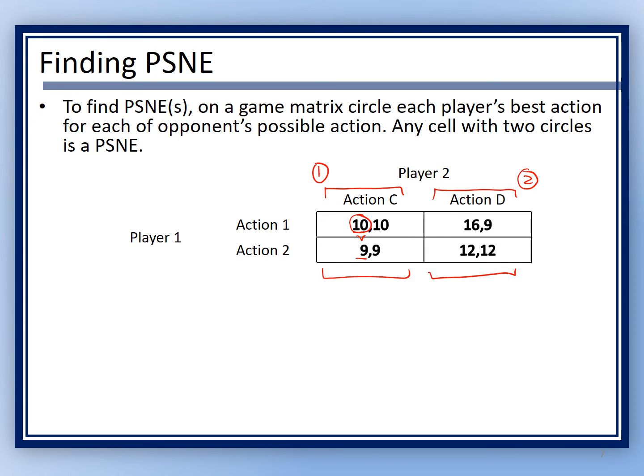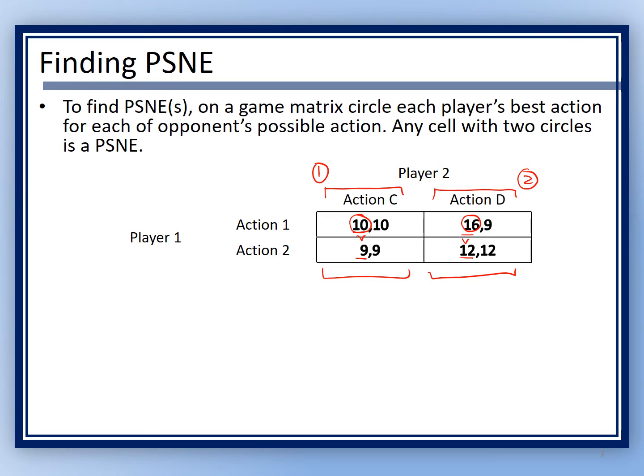action D. Suppose player 2 chooses action D. We don't know that's the case, but we have to go through every single case precisely because we don't know which case is going to happen. So suppose player 2 chooses action D. Player 1 choosing action 1 would give him 16, and player 1 choosing action 2 would give him 12. Since 16 is larger than 12, he's going to choose action 1. Once again, we're going to put a circle around the number representing his payoff in this case.